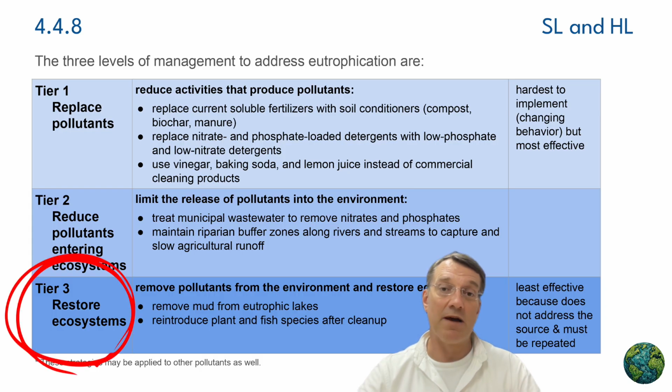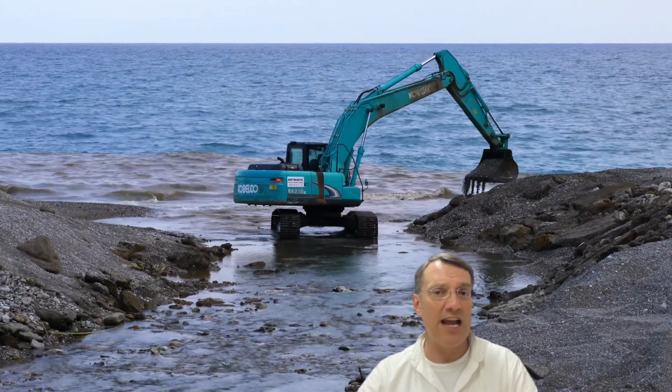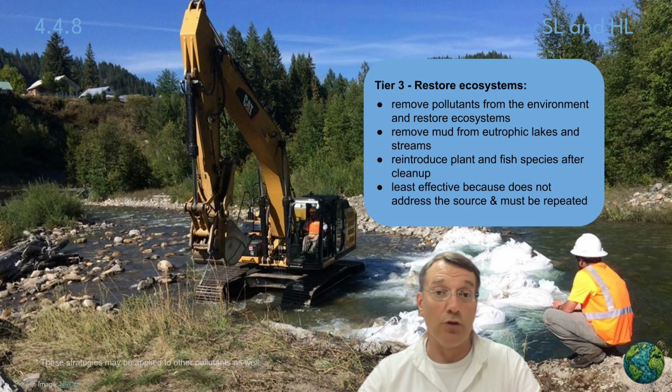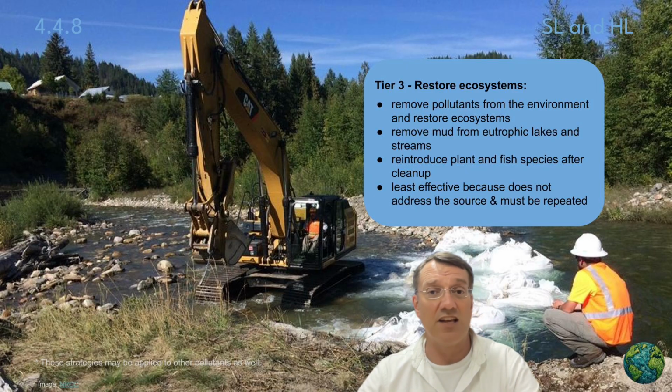The third tier is about restoring ecosystems, and it involves removing pollutants from the environment and restoring damaged ecosystems. This might mean removing contaminated mud from lake bottoms or reintroducing plant and fish species after cleanup efforts. It's the least effective long-term strategy because it doesn't address the source of the pollution, and it has to be repeated continuously as long as the pollutants continue to enter the system. It's like mopping up water without turning off the faucet. That's necessary in the short term, but it's really not a sustainable solution.